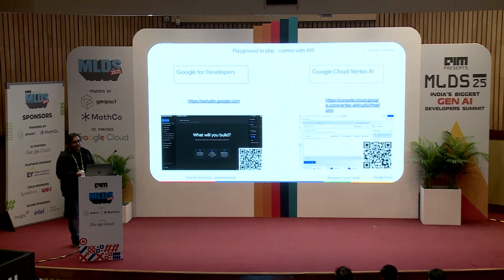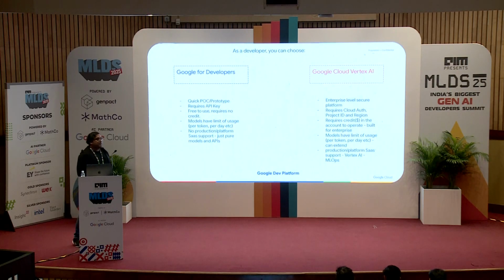But if you're trying to build a POC or a prototype, you will prefer the developers one. It just requires a Google account, which is Gmail or something. You do not need anything else. You don't need credit. However, I'll show you how to get $5 credit in case you want to implement anything on Cloud Vertex AI. So this is just one thing to remember.